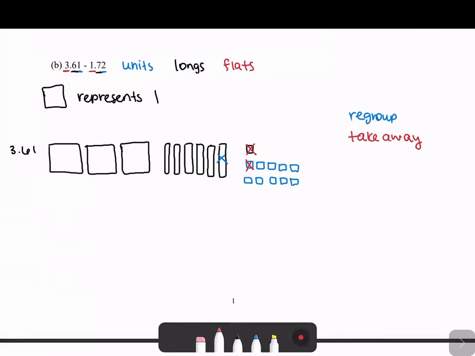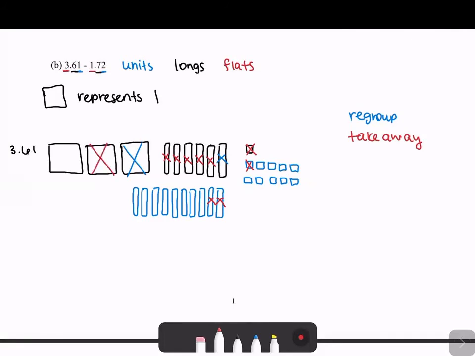So now we want to take away 7 longs. Well, we only have 1, 2, 3, 4, 5 left. So again, we're going to have to regroup one of these flats into 10 longs. Okay, so now we have 10 longs, and we need to take away 7 longs. So we can take away our original 5, and then 2 from the ones that we added. And then we want to take away 1 flat.